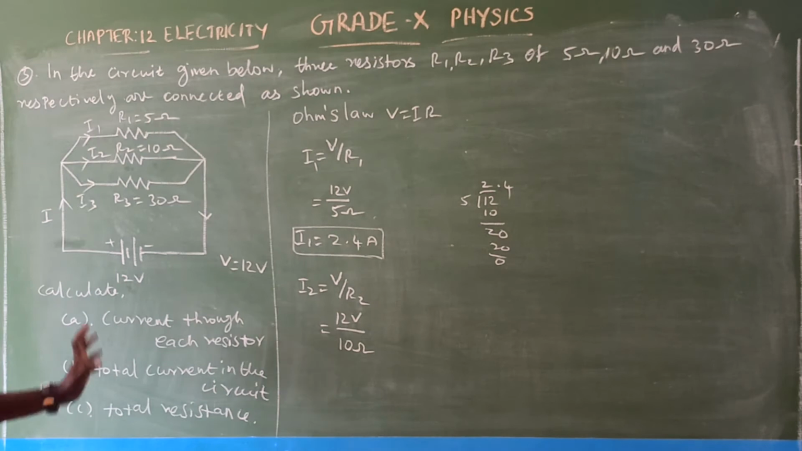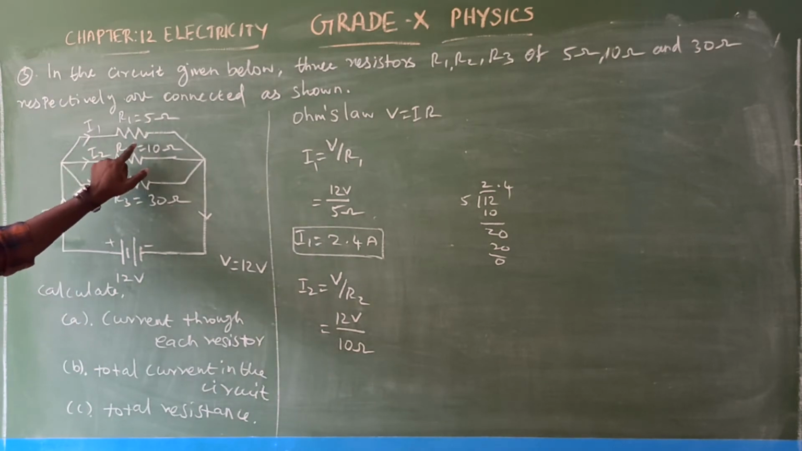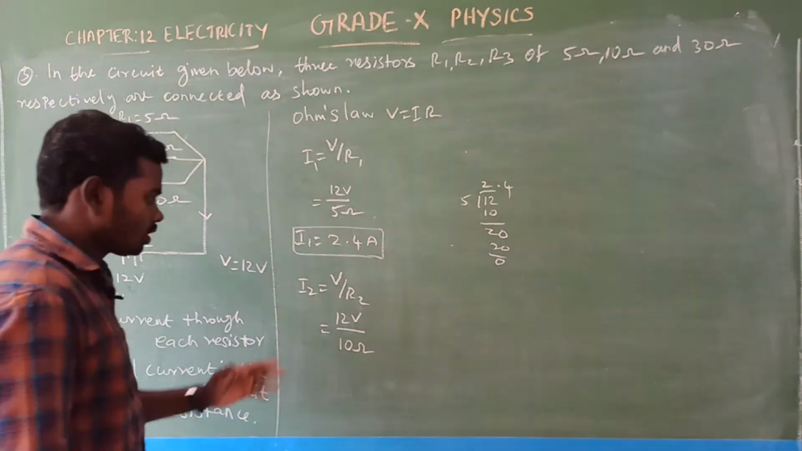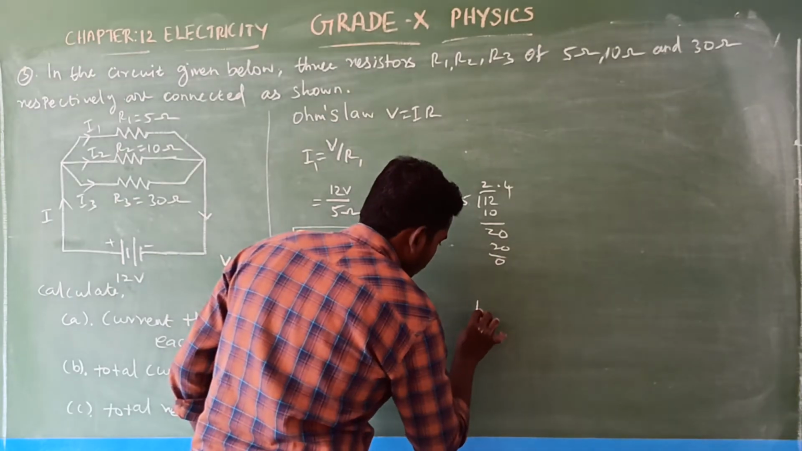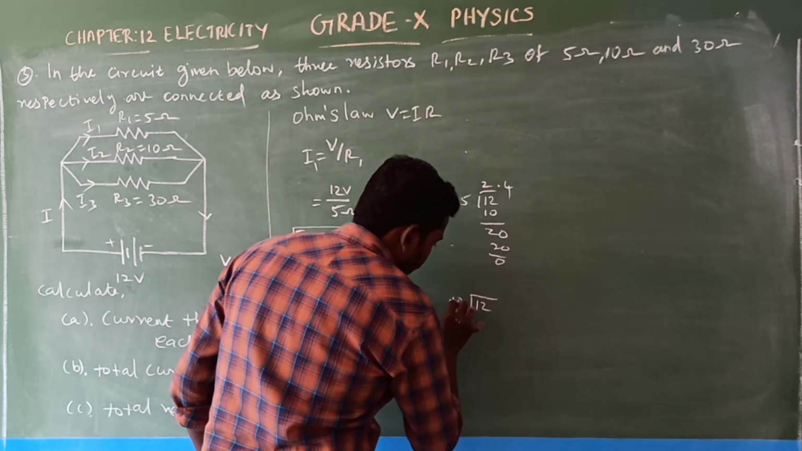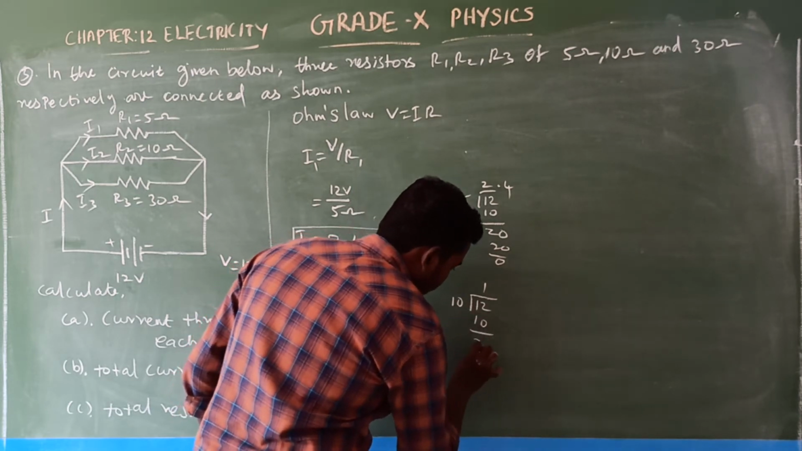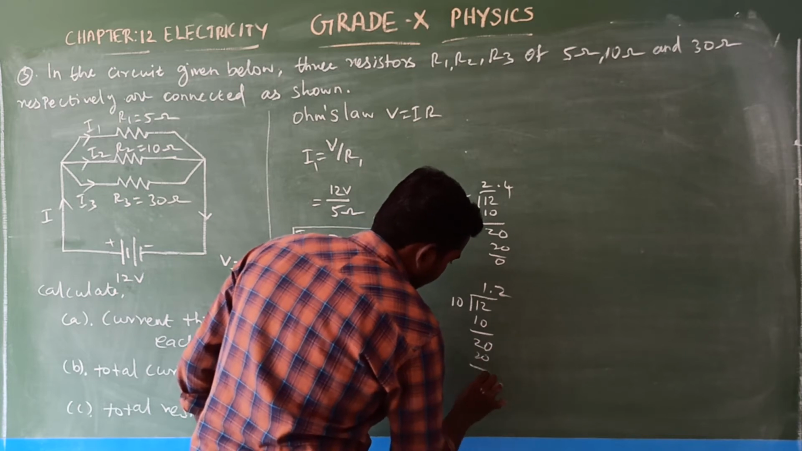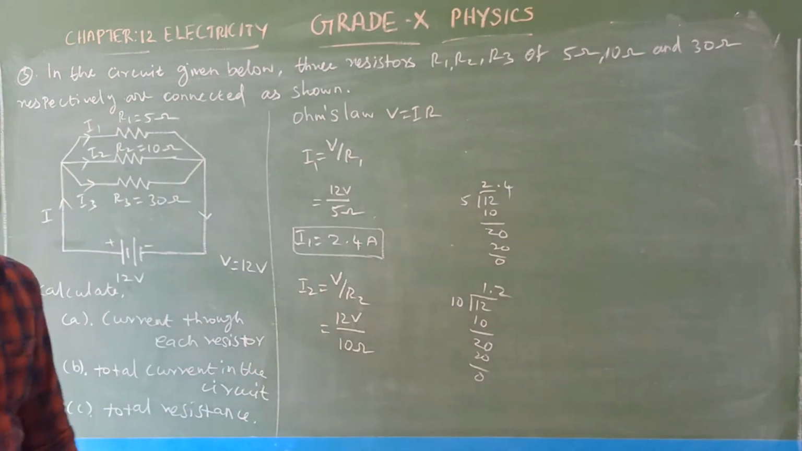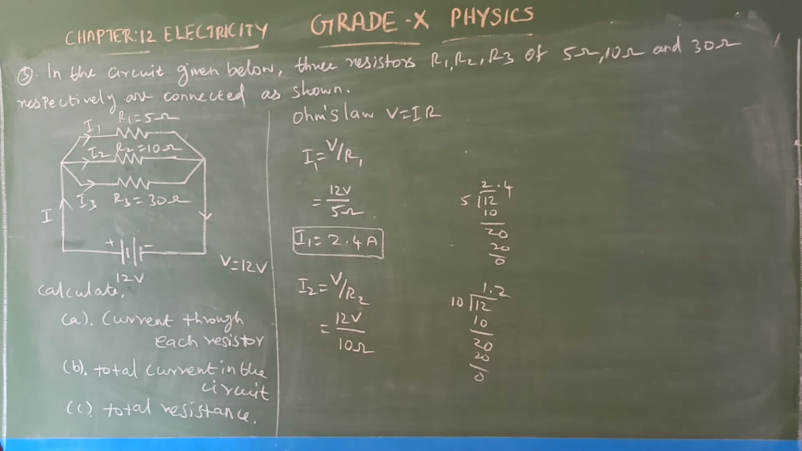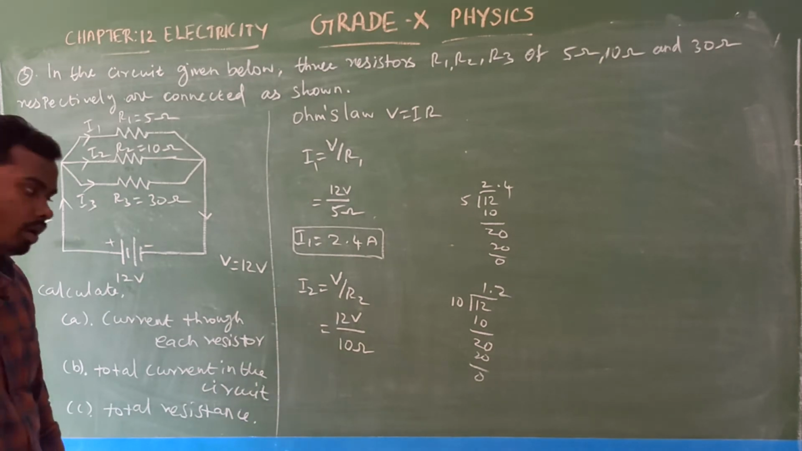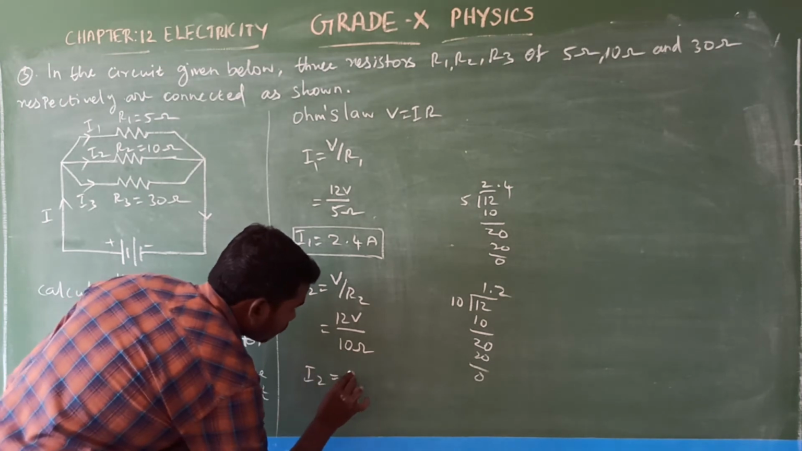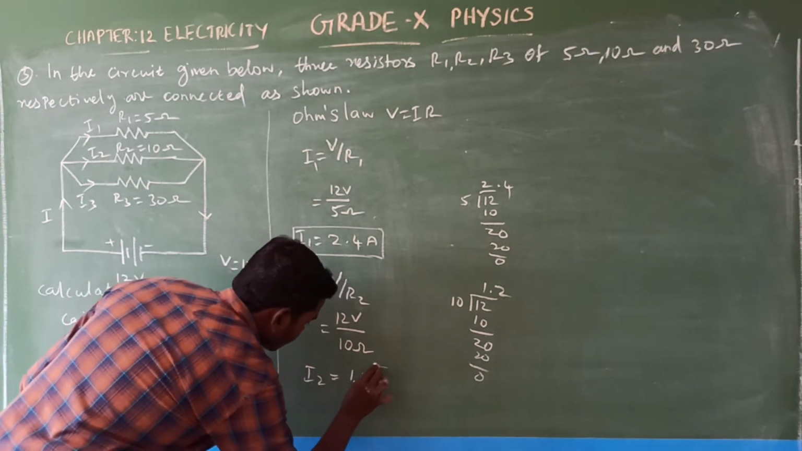Is it clear? Yes, very good, very easy one. So R2 value is 10 ohm and V value is 12 volt. You just divide both: 12 divided by 10. What is the value? 1, 10, 10, remaining 2, and 2, 20. Remaining how much here? 1.2 ampere. So I2 is equal to 1.2 ampere.